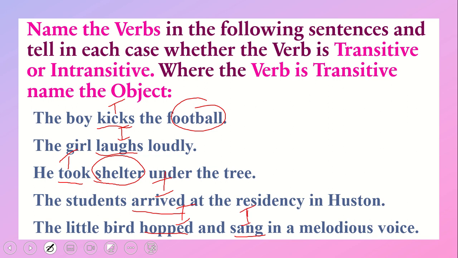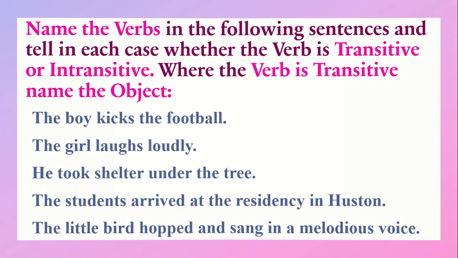If somebody or someone is jumping, it is complete. If somebody is singing, it is complete. If somebody is jumping high, this high is just a modification. If somebody is singing in a melodious voice, that melodious voice is again a modification, or you can say an extra information linking to the verb. So these are the transitive and intransitive verbs.